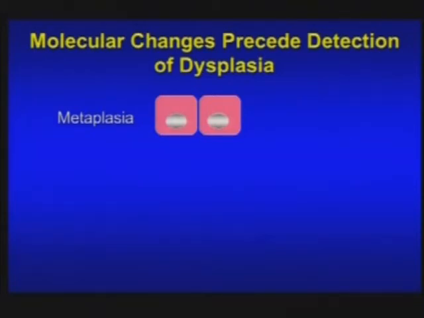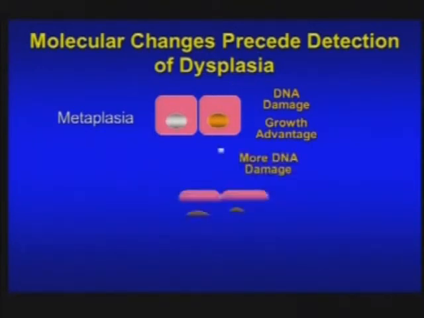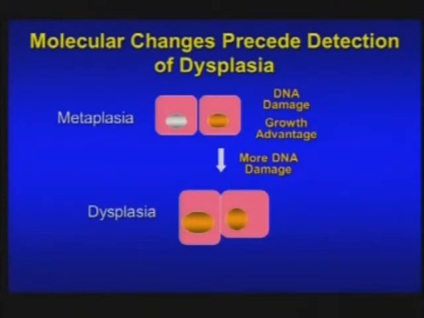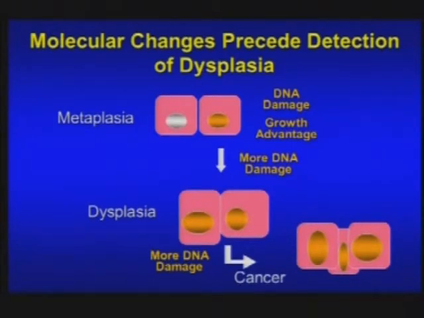So for example, here are 2 metaplastic cells, and histologically, they both look the same. However, this cell has sustained DNA damage, giving it a growth advantage. As the cell acquires more DNA damage, it becomes dysplastic, and eventually with even more DNA damage, the cell becomes cancerous. So while there are no clinical or histologic characteristics that can distinguish this cell from this other metaplastic cell, there are molecular characteristics that could tell you.